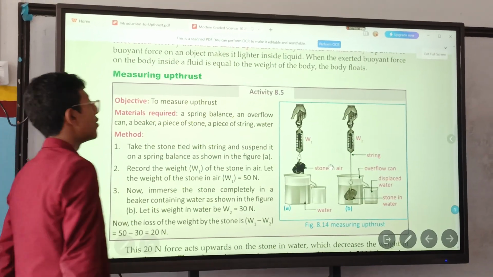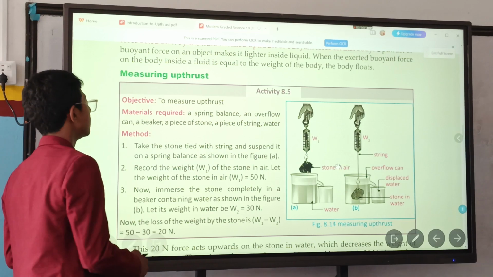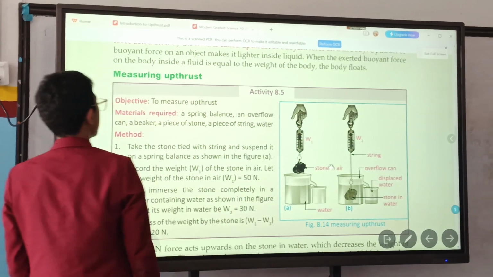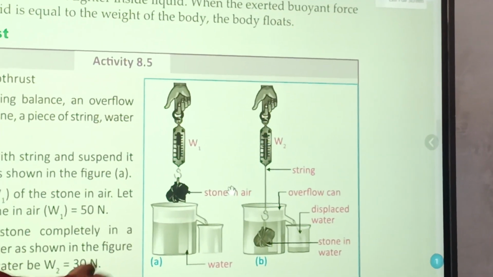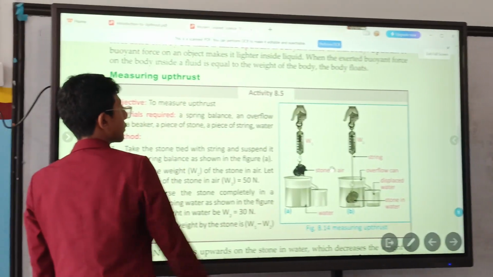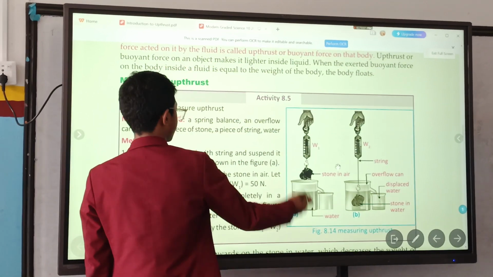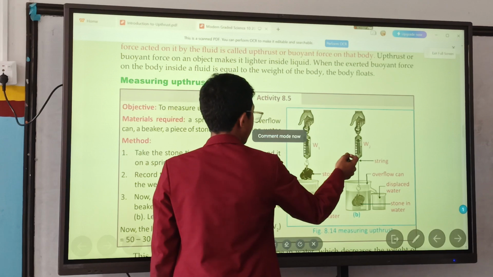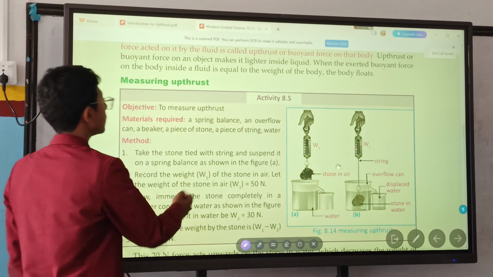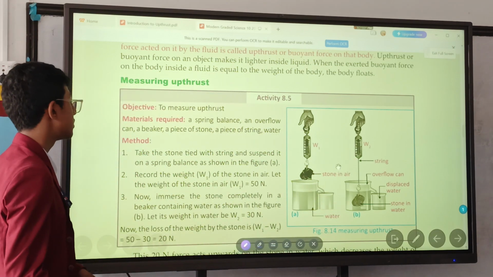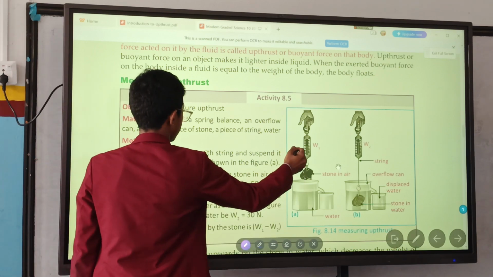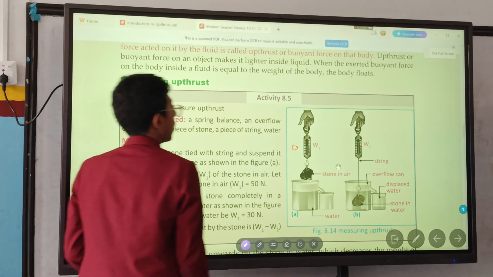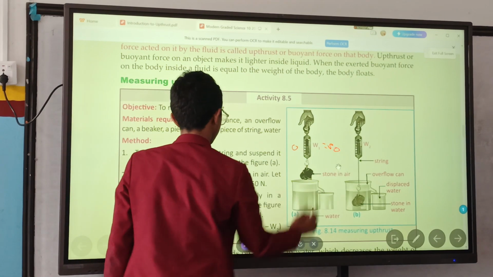Here is how we can measure the upthrust. The objective is to measure upthrust using a spring balance, an overflow beaker, a piece of stone, and a piece of string. Take the stone, tie it with string, suspend it on a spring balance as shown in figure A, and record the weight of the stone in air. Let the weight of the stone be 50 Newton.